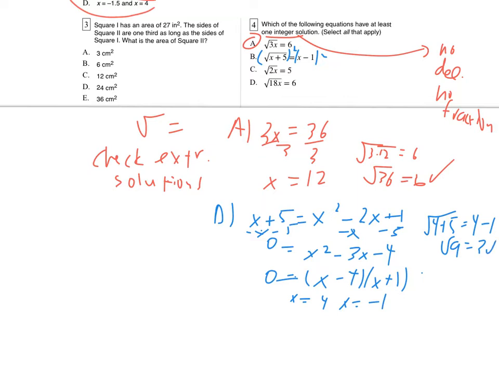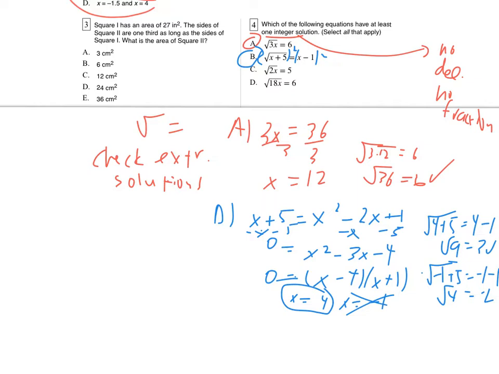The next one would be rad, let's see, negative 1 plus 5 equals negative 1 minus 1. So that would be rad 4 equals negative 2. So this one is actually extraneous. However, I do have one solution here, and it is an integer. So I'm going to say that's correct as well.